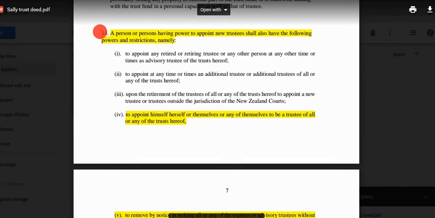The additional powers of the person who can appoint are set out here. And you'll notice one of them is to appoint yourself. So when she comes back from Japan, she could fire Tom as the trustee and appoint herself. And that would be very appropriate for the situation we've described.